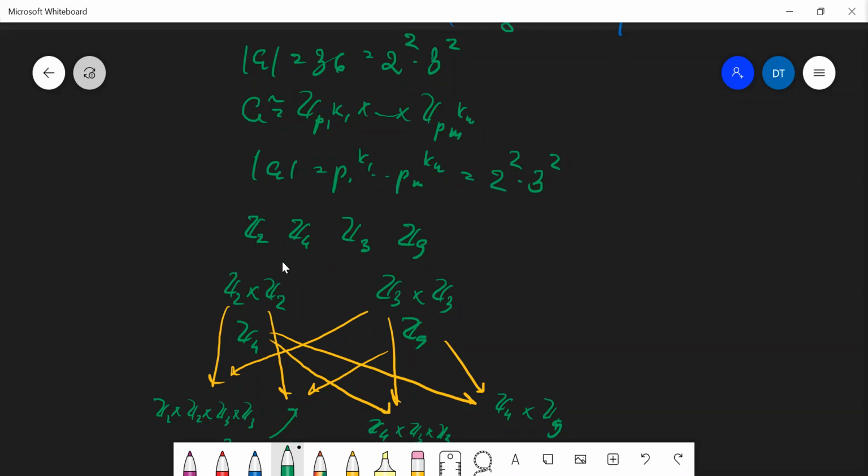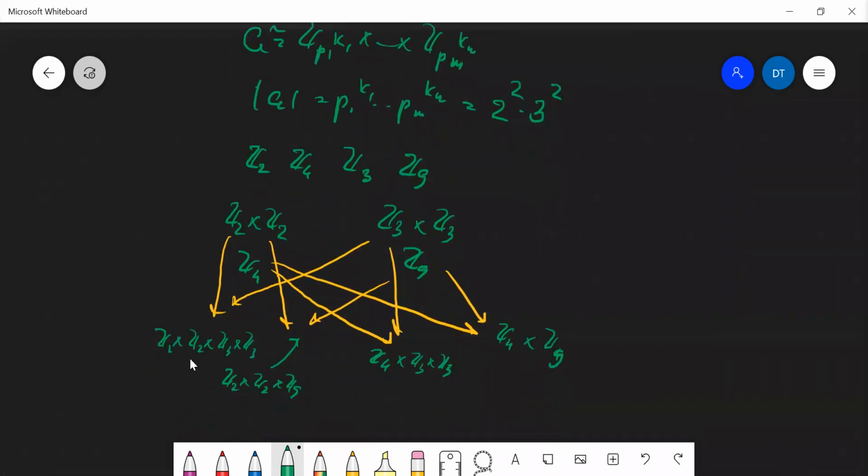So this is what we did here. So we have 2 to the 2, which is 4. So we get all options to get 4 elements here. For this part, we get all options to get 9 elements here. And then you just multiply the results for 2 and the results for 3. And you will get all options where you have 4 times 9 elements.